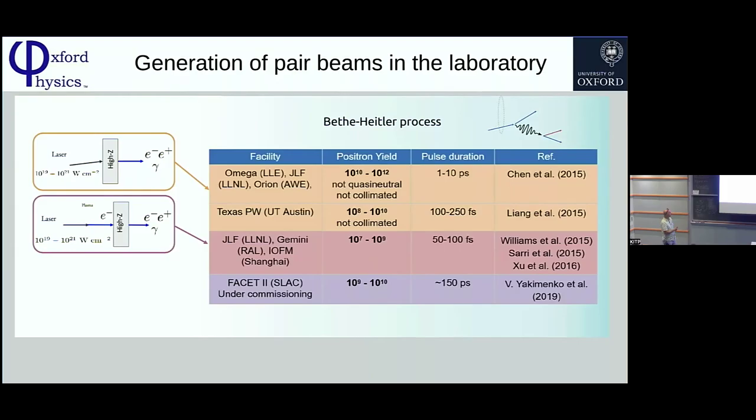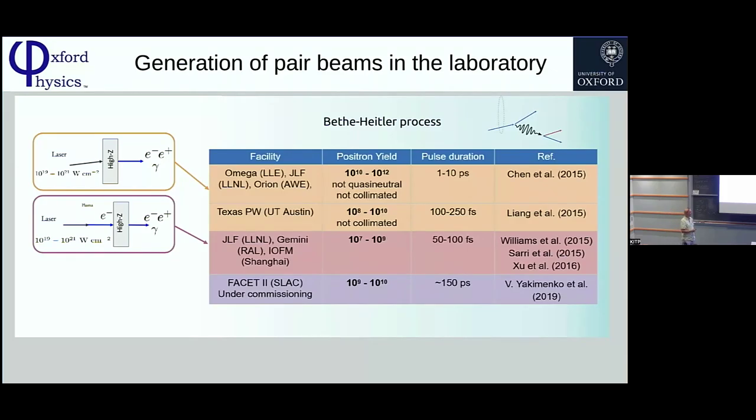This wake field produces electron beams of relatively high energy, which then interact on a high-Z material and produce a beam of electrons and positrons. This technique has been developed in the UK at the Rutherford Laboratory, but also at Livermore and other places. You get beams that are quasi-neutral and collimated, but the pair yield is not very large. People now even think about improving these techniques.